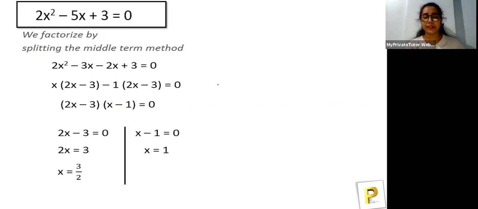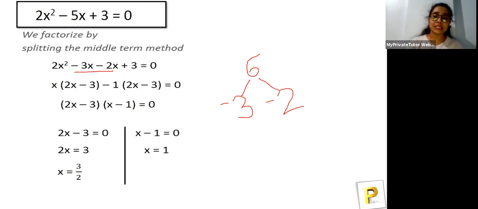6, right? So after multiplying 2 and 3, you get 6, and you have to find such numbers that their addition will be minus 5. So 3 into 2 is what? 6, and their addition is 5. So these are the two terms: minus 3 and minus 2. Now why minus? Because our middle term is minus 5. So if you add minus 3 and minus 2, you'll get minus 5.